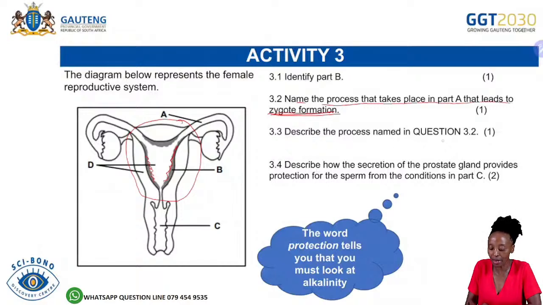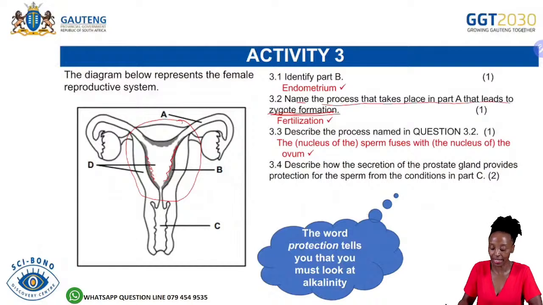Describe the process named in 3.2. So what is fertilization? We said the fusion of the nucleus of the sperm cell with the nucleus of the ovum. So note, we are not just saying the fusion of the sperm and the ovum. The nucleus of the sperm cell fuses, combines with the nucleus of the ovum, so that a diploid zygote will be formed.